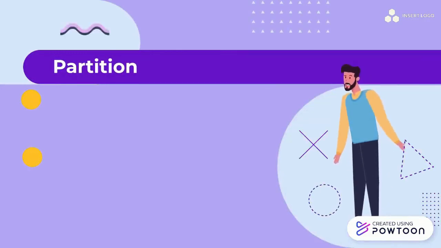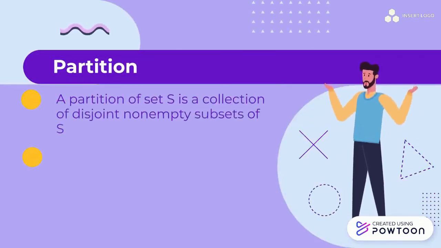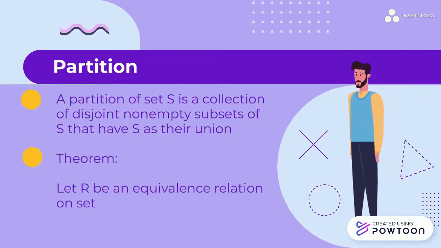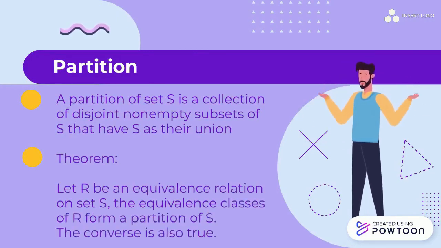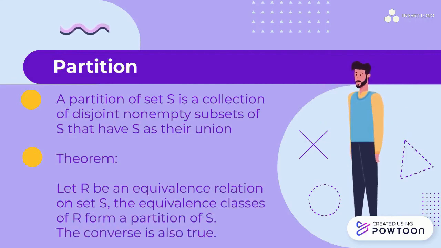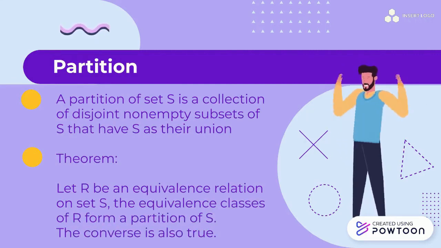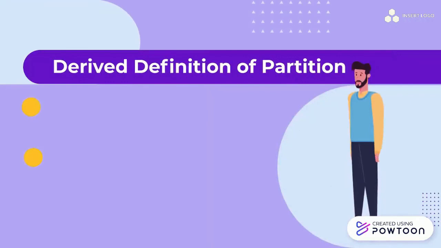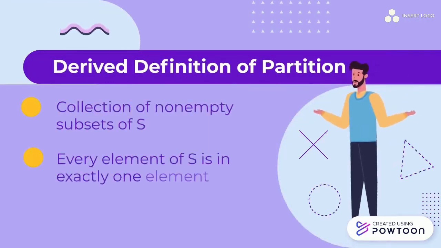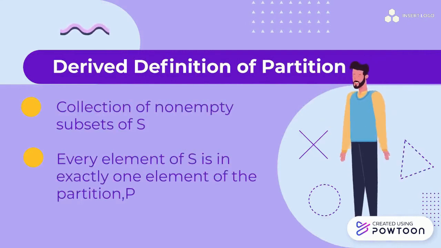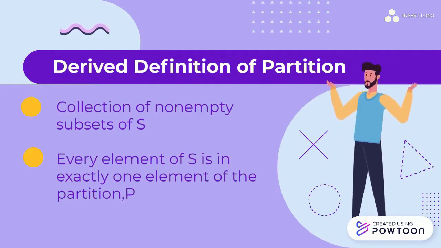Partition. The definition is, a partition of a set S is a collection of disjoint non-empty subsets of S that have S as their union, and this is the theorem. Now, for the derived definition of partition, remember it's a collection of non-empty subsets of S, and every element of S is in exactly one element of the partition P.